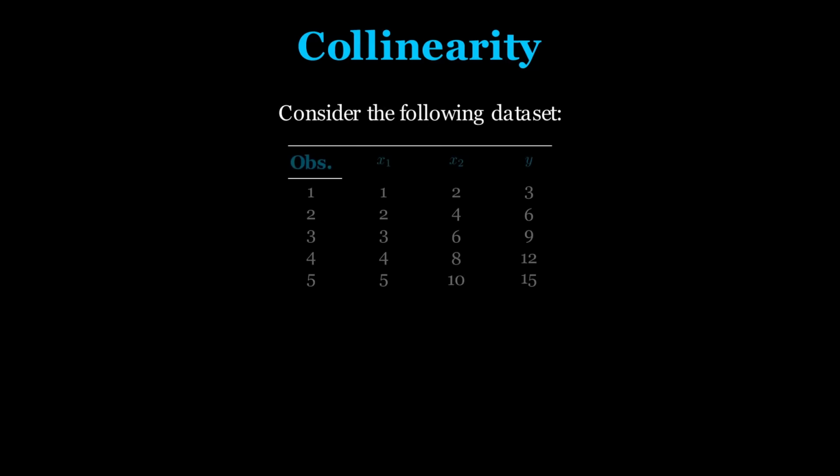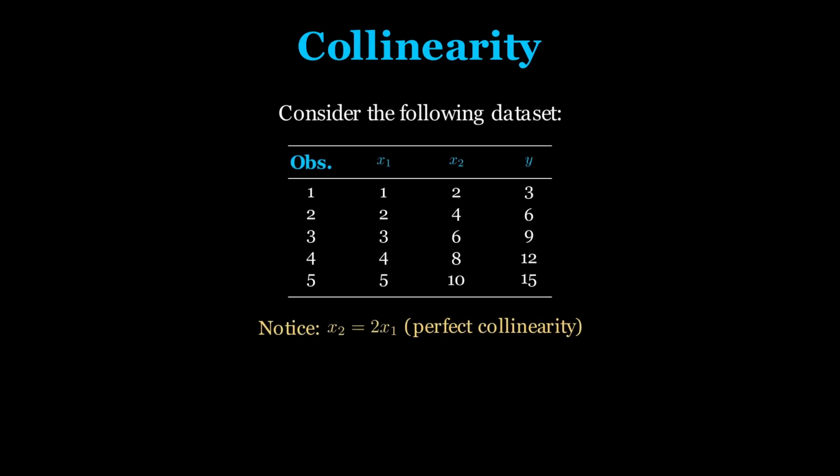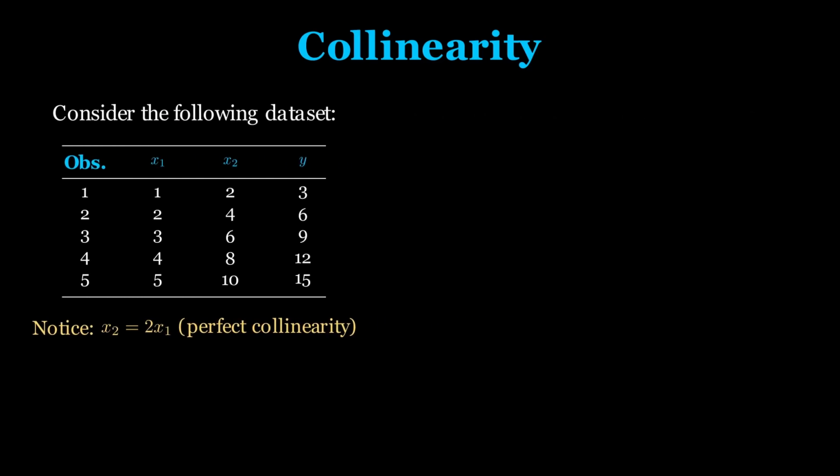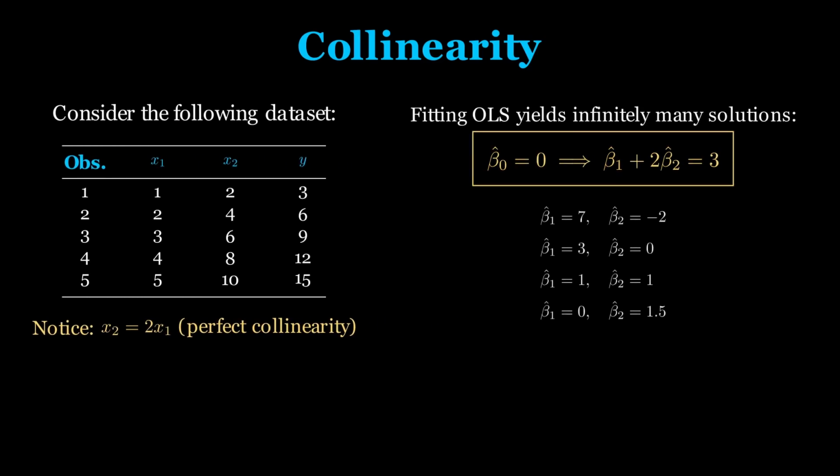Here is a dataset with 5 observations. Notice that x2 equals 2 times x1 for every row. When fitting the OLS model with beta 0 equal to 0, any combination of beta 1 hat and beta 2 hat satisfying beta 1 plus 2 beta 2 equals 3 fits the data equally well. For example, these 4 combinations all yield identical predictions. We cannot uniquely determine beta 1 hat and beta 2 hat. We only know that their combination must satisfy this constraint.